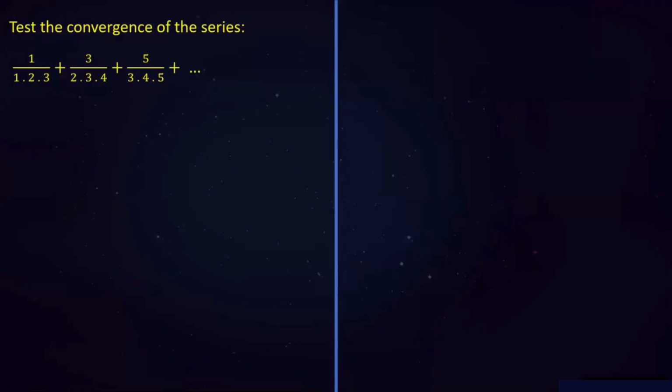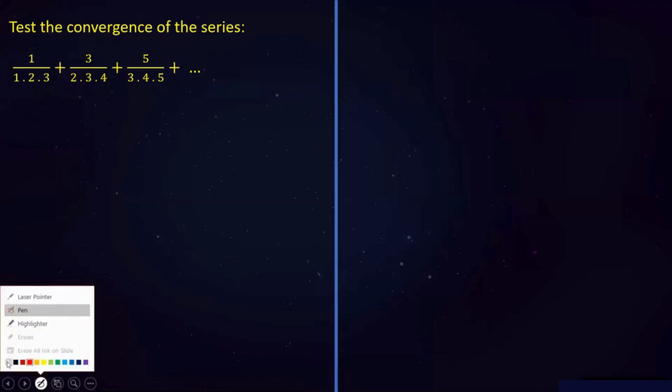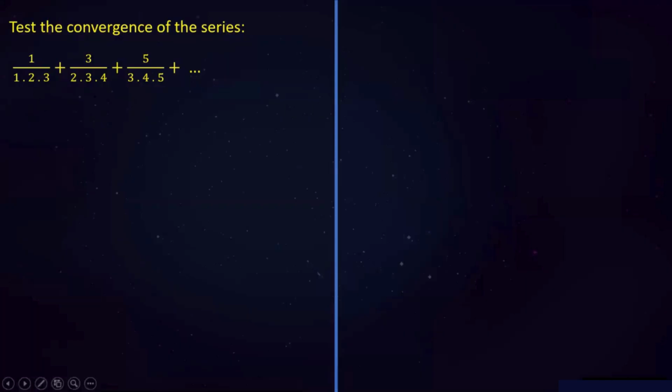Let's look at this question. Test the convergence of the series 1 by 1 into 2 into 3 plus 3 by 2 into 3 into 4 plus 5 by 3 into 4 into 5 and so on. When you are given a series of this kind, the first thing is to identify the nth term. That is the most important part of this. Once you identify the nth term, the remaining story is quite simple.